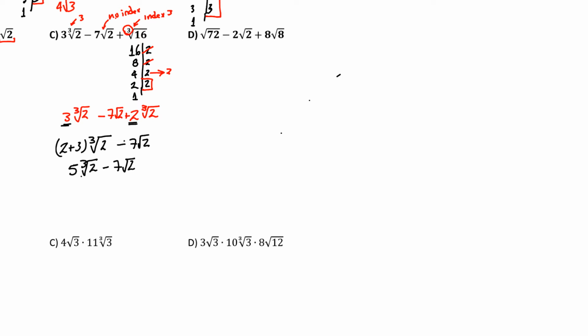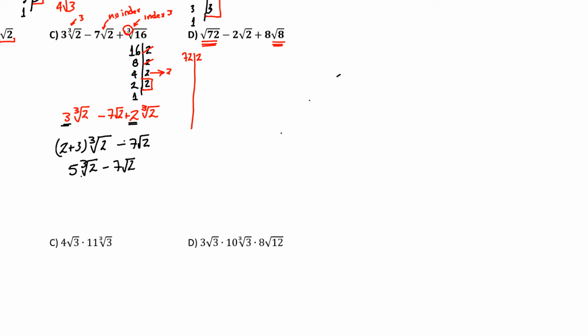Now the last one that we're going to work on is D. You'll notice that D has different radicals, but 2 of the radicals can be simplified, which is the square root of 72 and the square root of 8. So like before, we're going to find its prime factors.